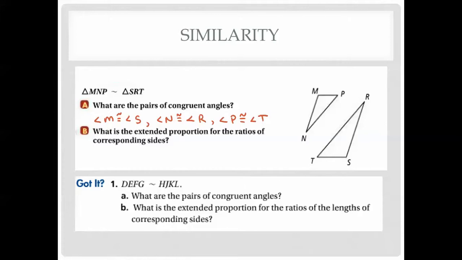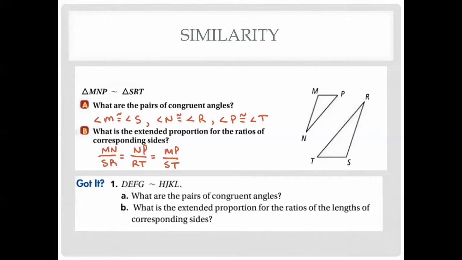What is the extended proportion for the ratios of the corresponding sides? Well, we don't have any lengths, but we can list the lengths as the sides. So the length of segment MN we just say is MN. So MN to SR equals NP to RT equals MP to ST.